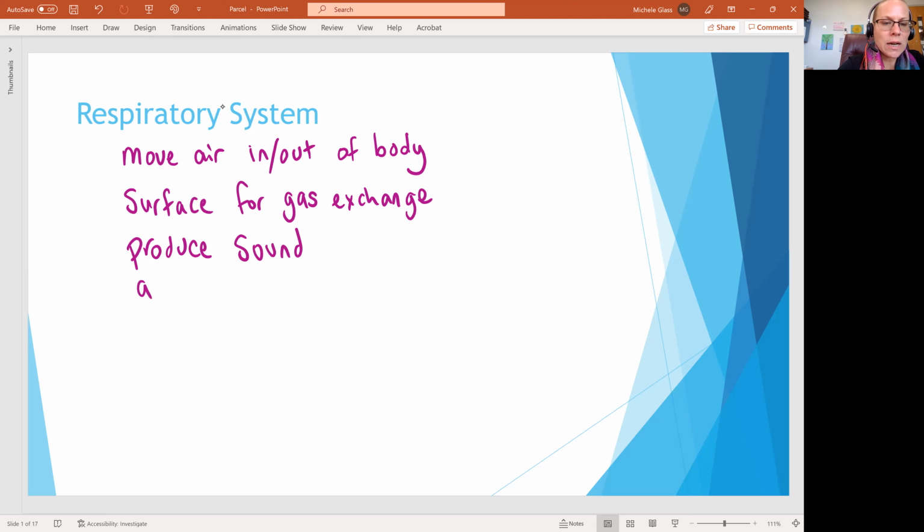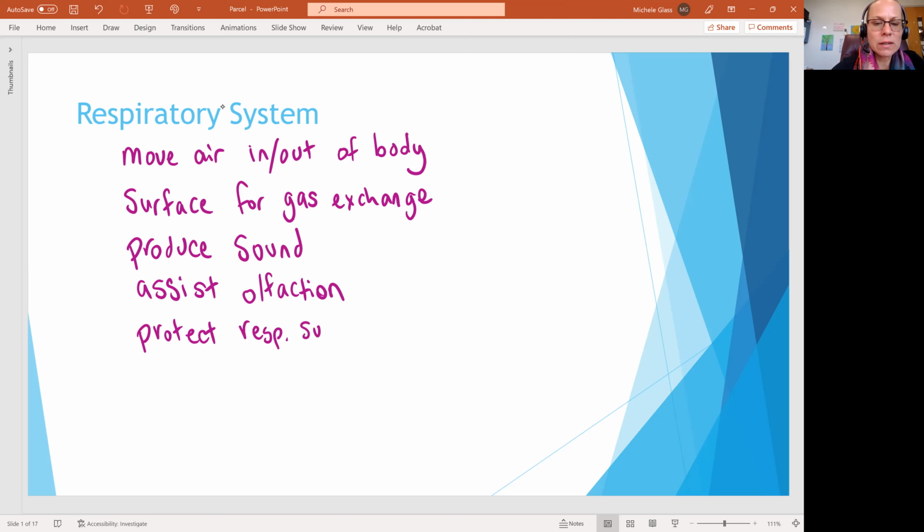We've already talked about how our nose is important in helping to assist with olfaction, our sense of smell. So we did that at the beginning. And then because this is a sensitive surface and because we're bringing something from the outside into the body, we'll see that protection of the respiratory surface will be an important job in the respiratory system.